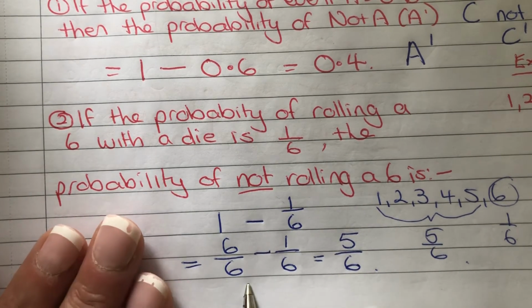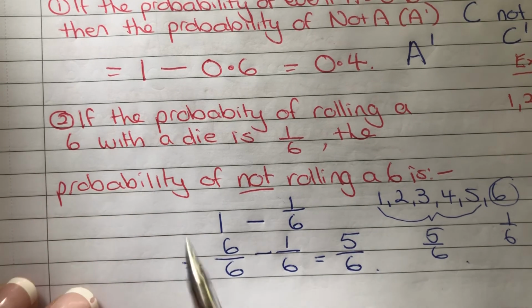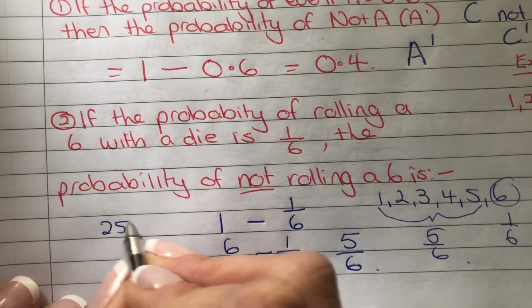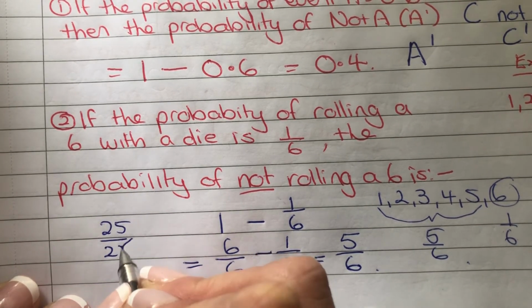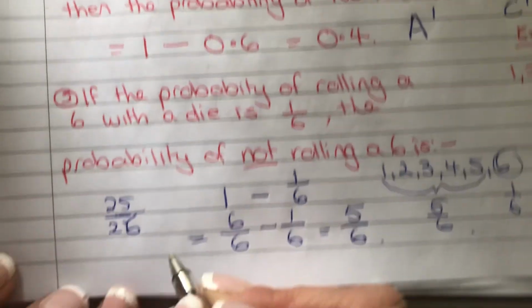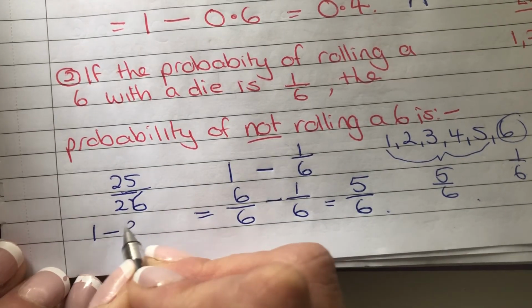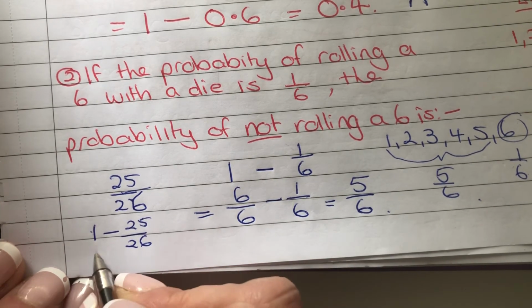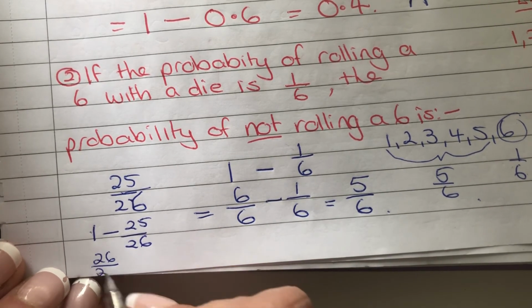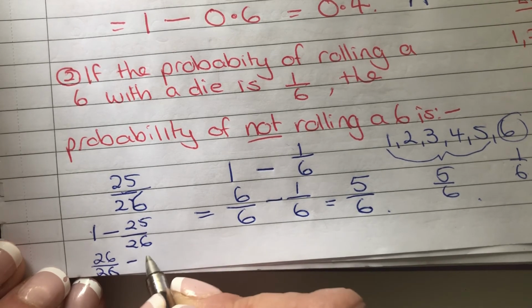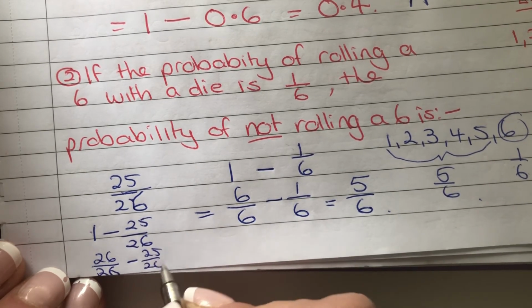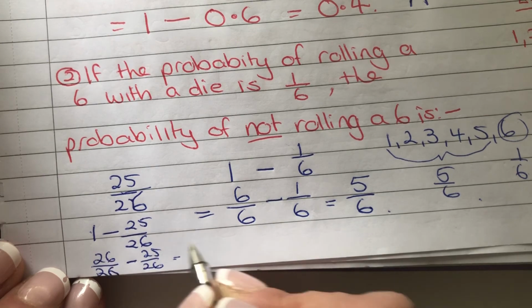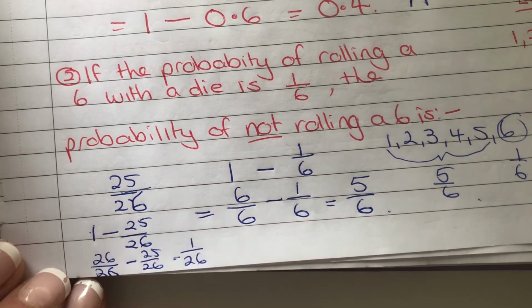And some of them you will need to use your fractions. Say if it was 25 over 26. Then your question would be 1 minus 25 over 26. Change the 1 to 26 over 26, minus 25 over 26. And your answer is 26 minus 25 is 1 26th.